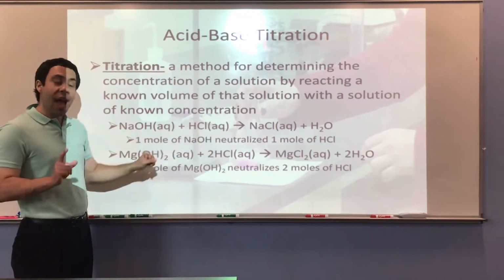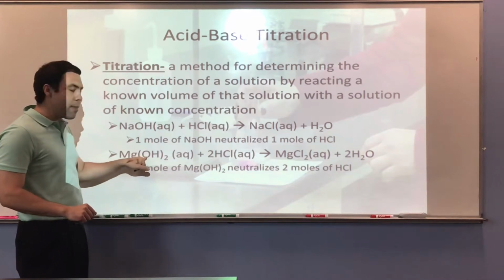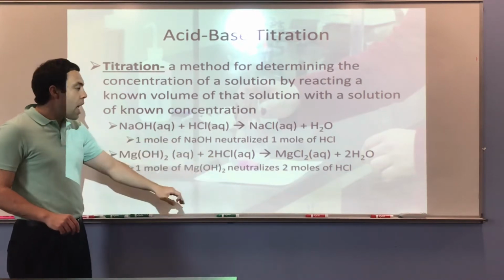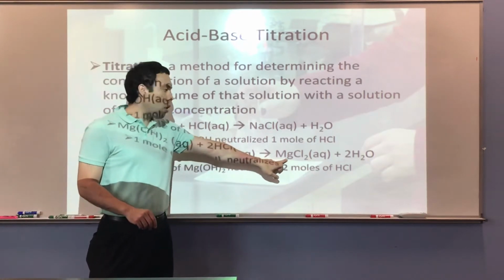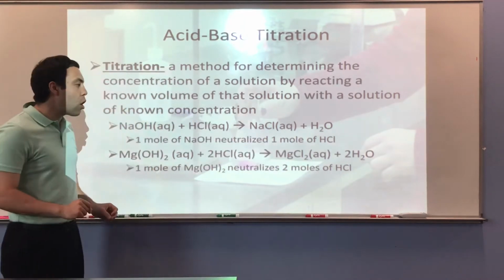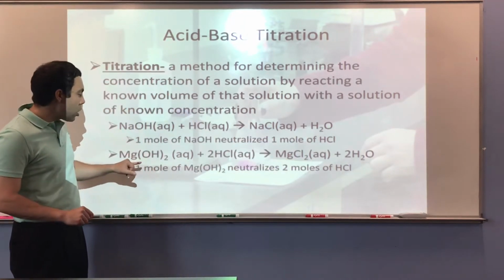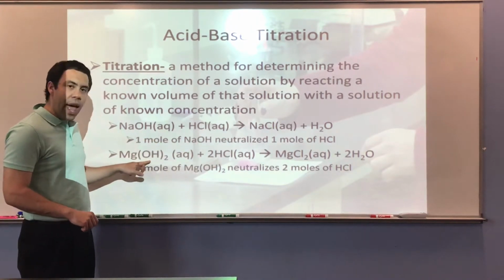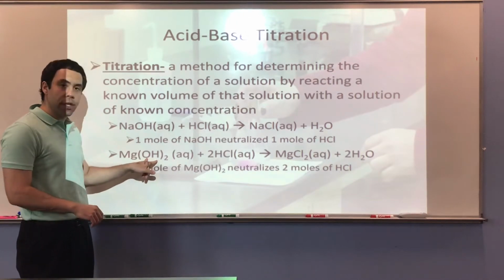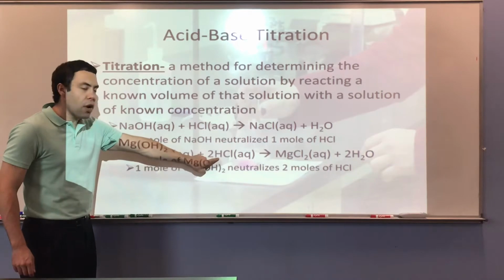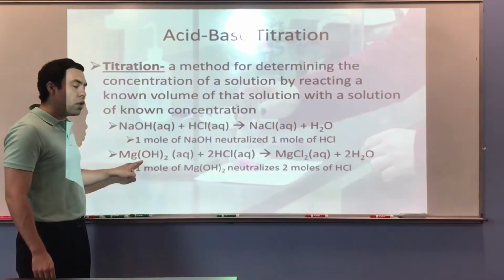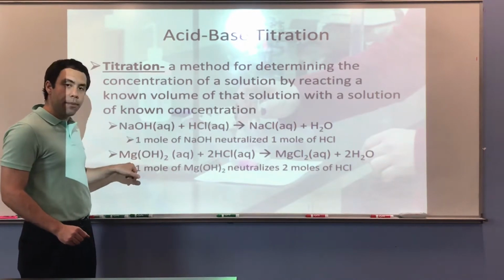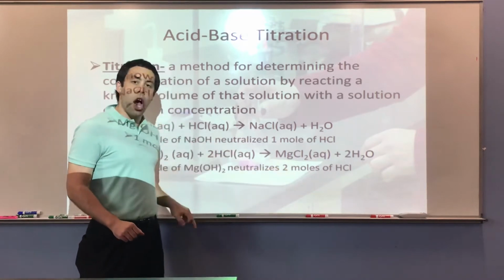hydrochloric acid. However, in the second example, we have magnesium hydroxide, Mg(OH)2, plus 2 HCl, and here that will give us the salt, magnesium chloride, and again, a water molecule, 2 water molecules actually. So here, since HCl has 1 H, whereas magnesium hydroxide, Mg(OH)2, has 2 OHs, it's actually going to take double the amount of hydrochloric acid to neutralize magnesium hydroxide. So, for 1 mole of magnesium hydroxide, that would neutralize 2 moles of hydrochloric acid.